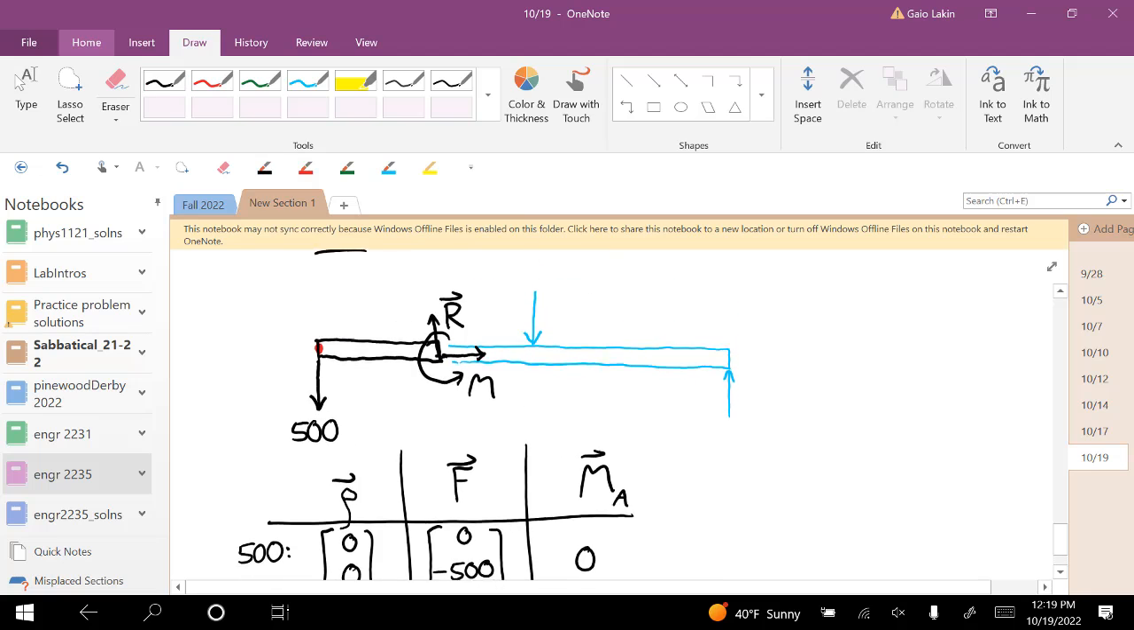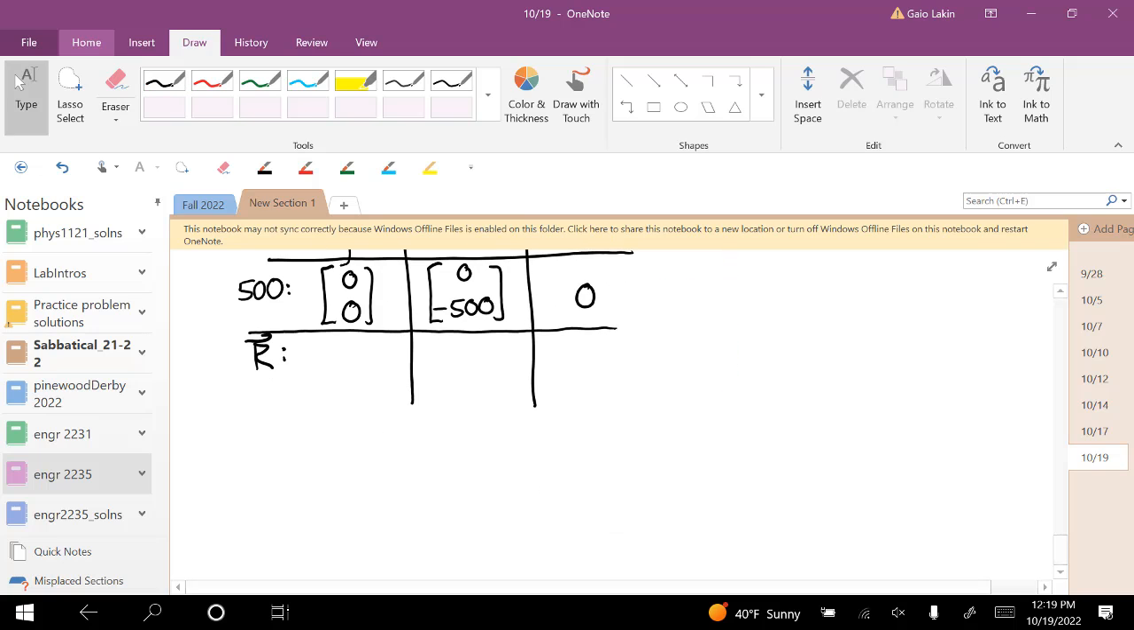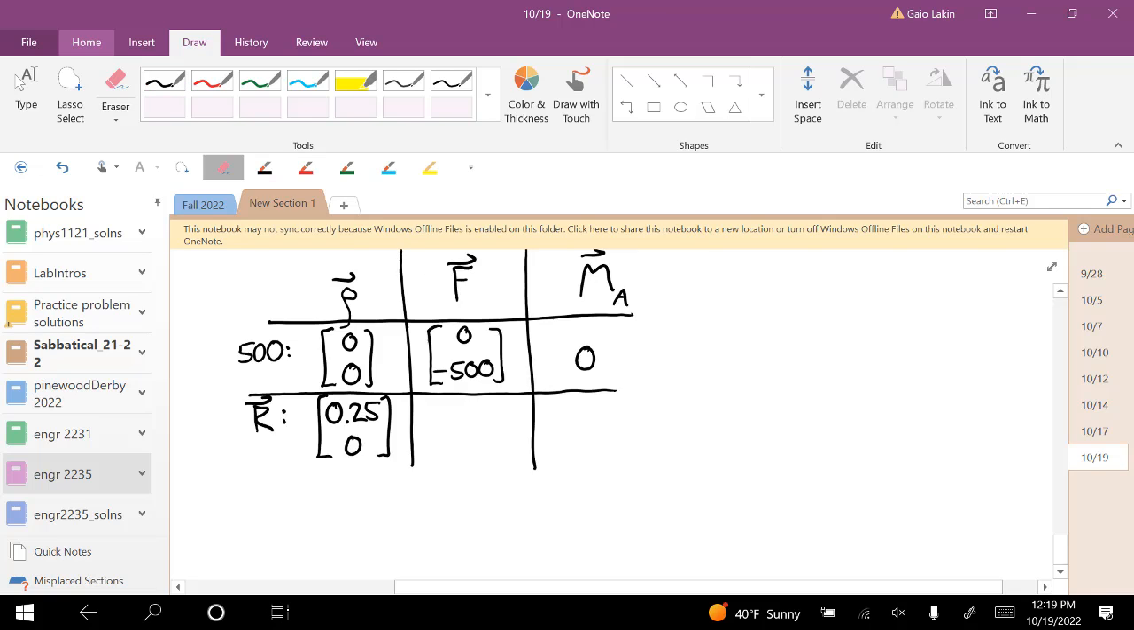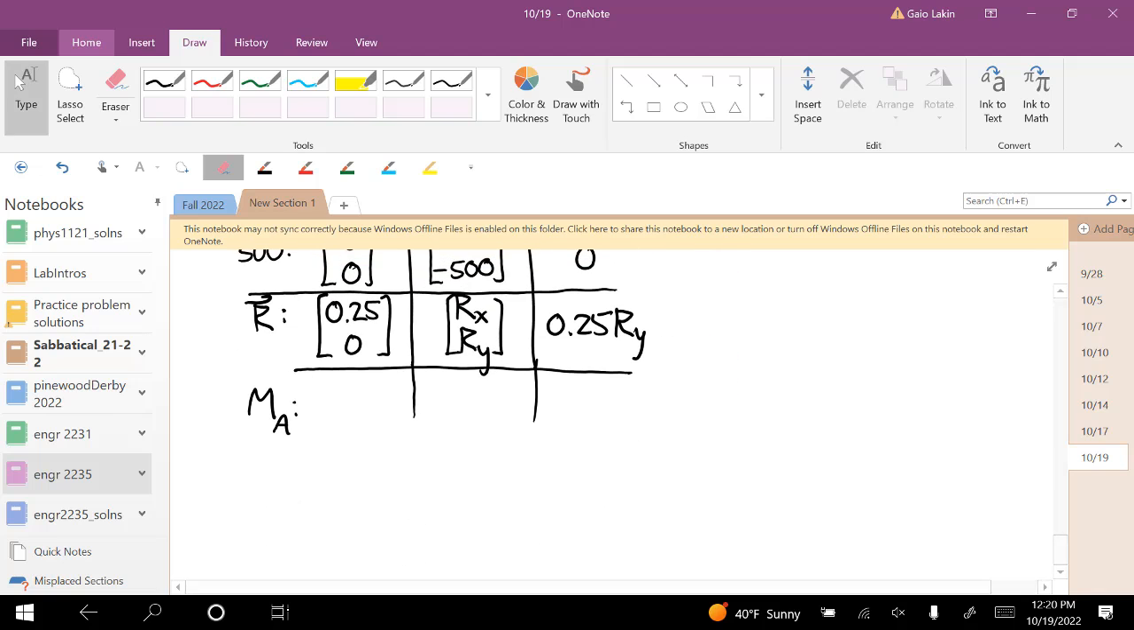Then for R, to get from the about point to where that force is applied, 0.25, 0 is the rho vector. The force is Rx, Ry. And so the moment is 0.25 Ry. And then the last thing is that moment. It's a couple, so we don't care about these things, and we'll just write it as M.